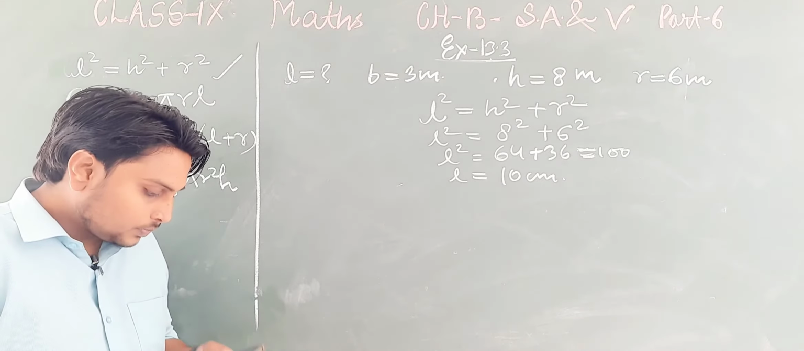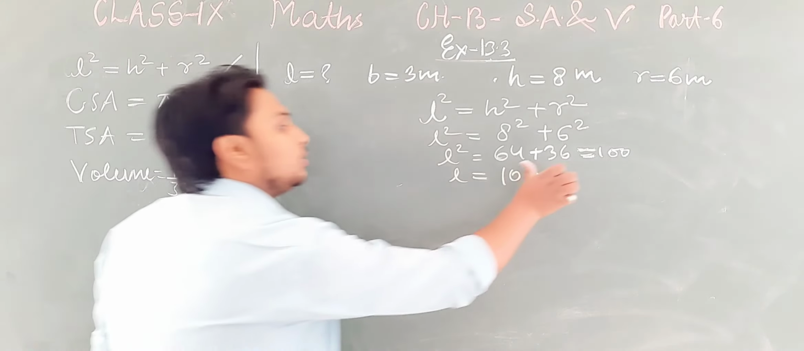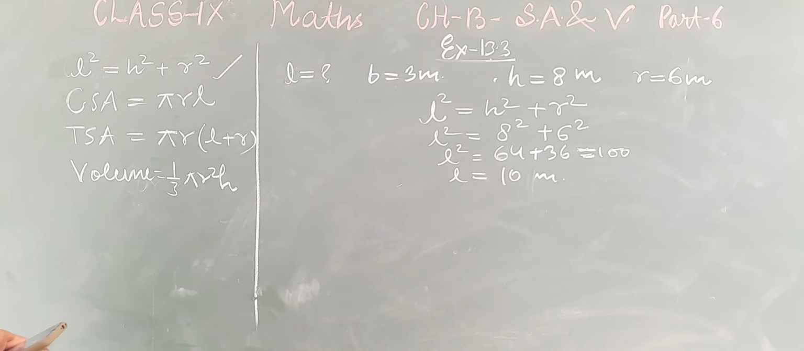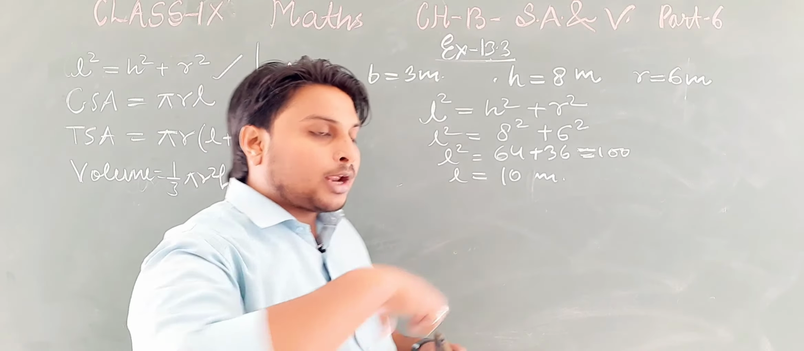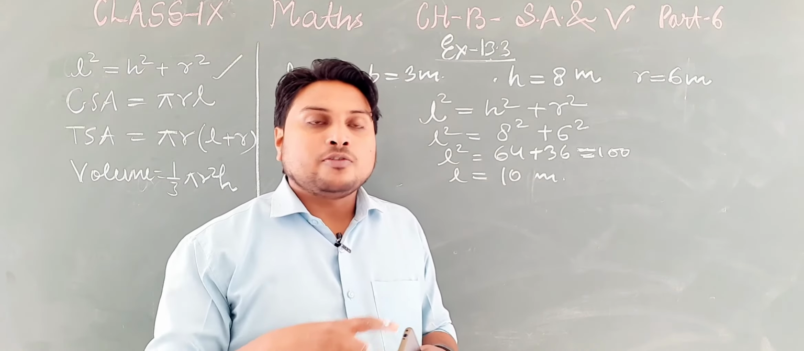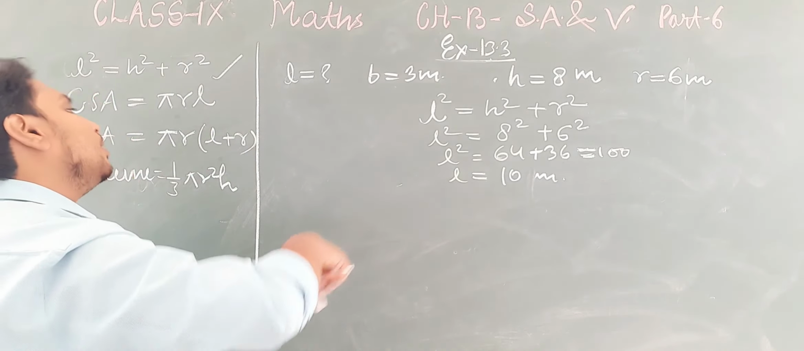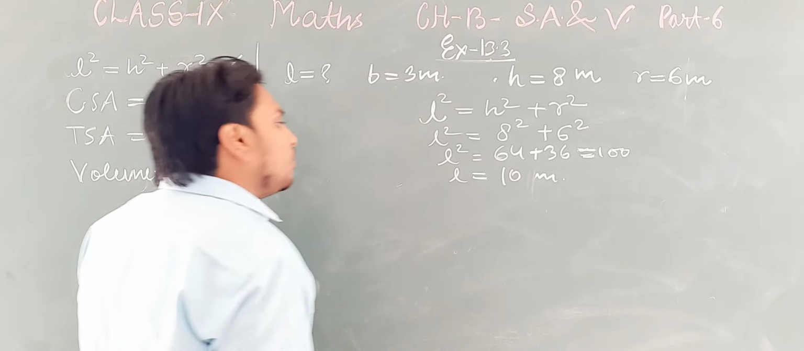Sorry, 10 meter. All the units are given in meter, so it is 10 meter. After that, students, we have to find the curved surface area, because when we fold that rectangular tarpaulin into the form of a cone, the tarpaulin material will be used in the curved surface area only.